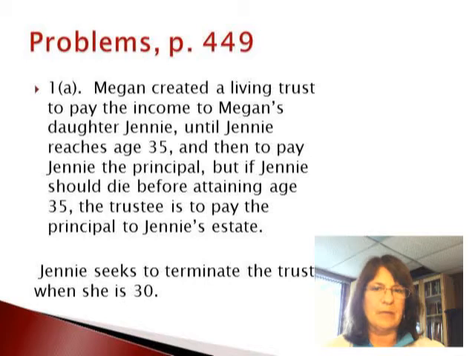1A. Megan created a living trust to pay income to Megan's daughter Jenny until Jenny reaches age 35, and then to pay Jenny the principal. But if Jenny should die before attaining age 35, trustee is to pay the principal to Jenny's estate. Jenny would like to terminate the trust. She's 30. She feels like she's waited long enough. What do you think? Can we do this? Or is there a material purpose that has not been satisfied?